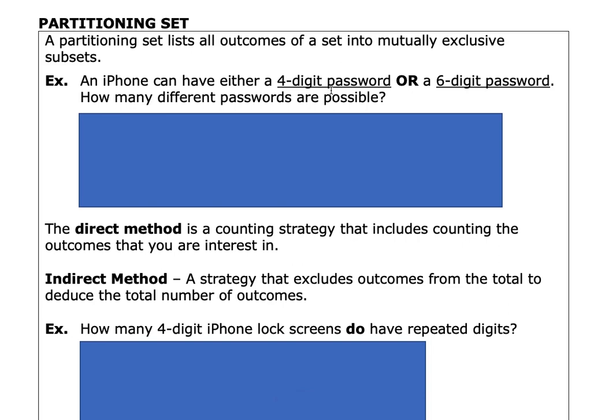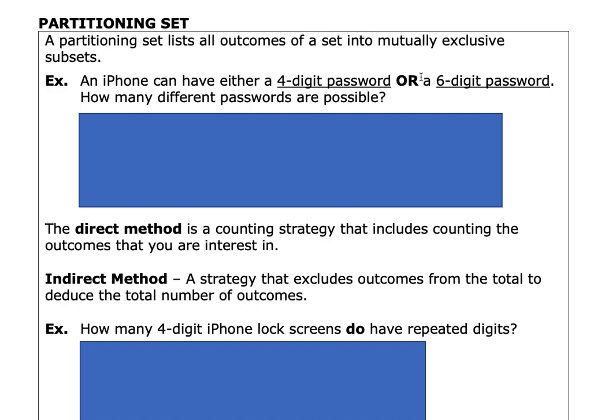The partitioning set. A partitioning set lists all outcomes of a set into mutually exclusive subsets. And if I haven't mentioned earlier, mutually exclusive means that the 2 outcomes cannot occur at the same time. So an example of this would be an iPhone can have either a 4-digit password or a 6-digit password. How many different passwords are possible? So one thing to notice, a 4-digit password cannot also be a 6-digit password, and vice versa. It's one or the other, mutually exclusive.